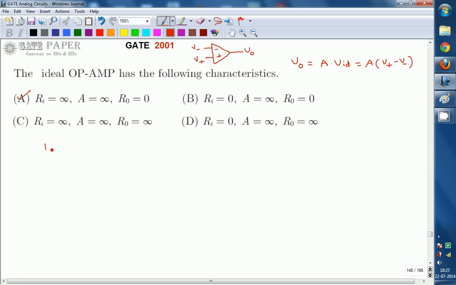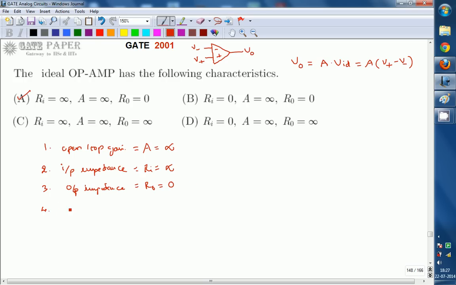Ideal op amp characteristics: the first one is gain, the open loop gain. Open loop gain has to be A equal to infinite. Second one, input impedance or input resistance. Input impedance has to be infinite. Third one, output impedance. Output impedance R0 should be 0.